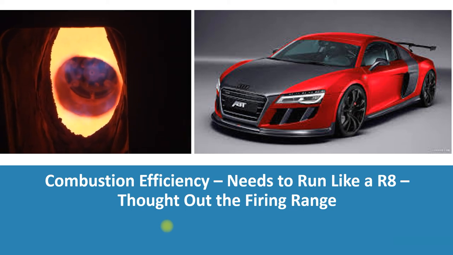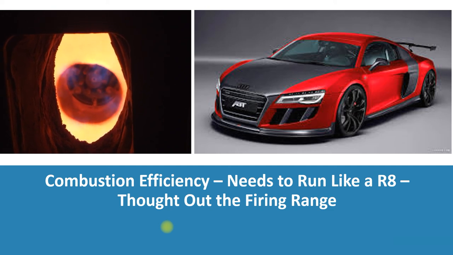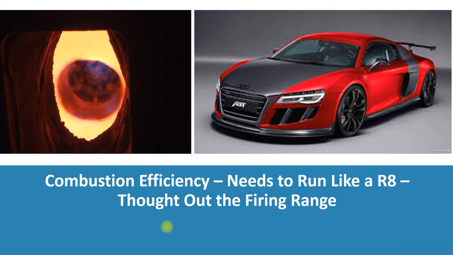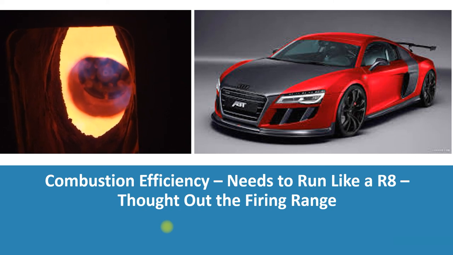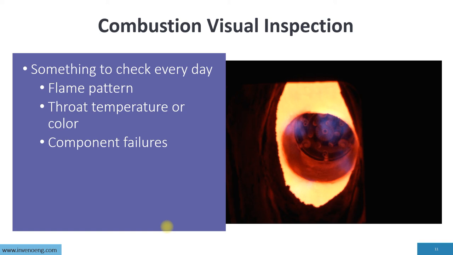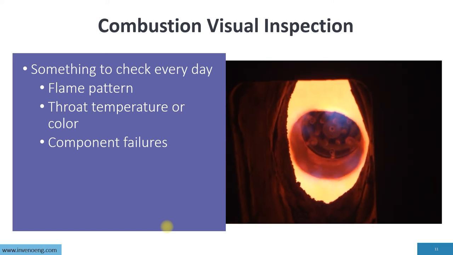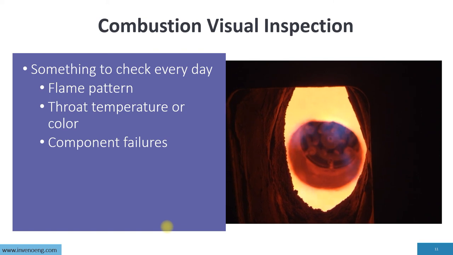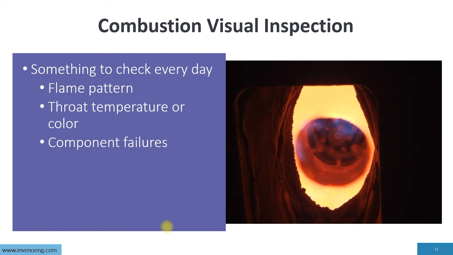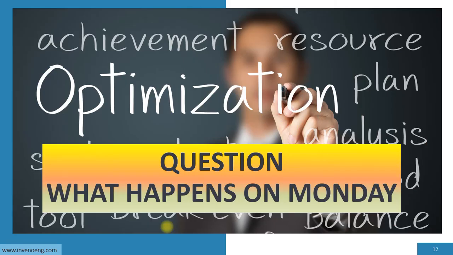So here's a combustion flame, perfect. And the other thing that's important is looking at combustion flames can tell you how you're operating. Something to check every day: flame pattern, throw, temperature, color. Every boiler operator, the first thing you do when you come in the boiler room is look at the combustion flame. It tells you a lot about what's happening with the combustion process. And it doesn't take that much time.